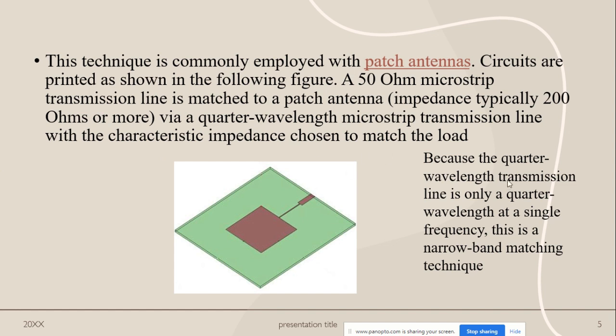match the load. Because a quarter wave transmission line is only a quarter wavelength at a single frequency, this is called a narrowband matching network. So if I use a quarter wave transmission line and design any matching circuit, that is going to give me a narrowband matching response.